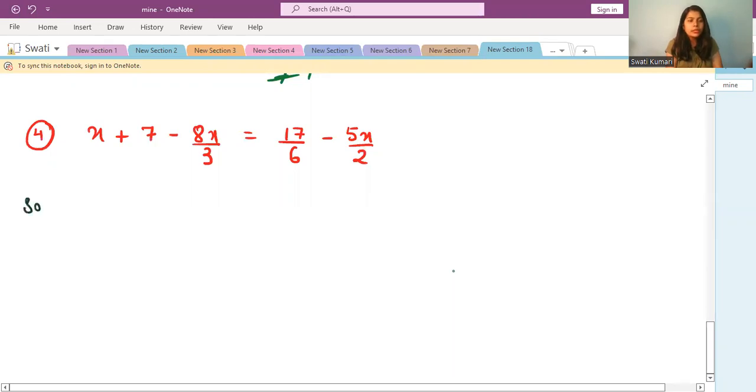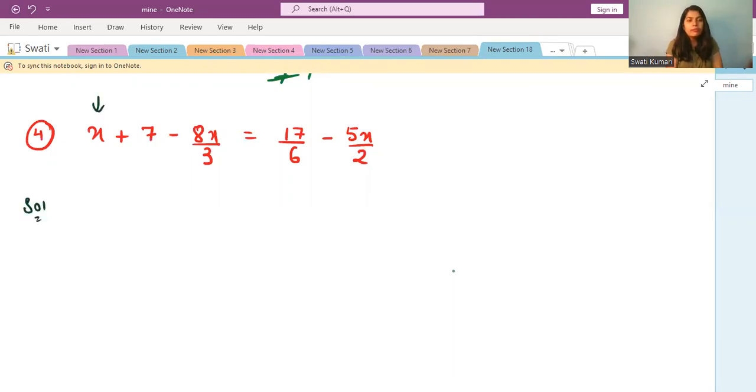So yes, now you can see here that we have x here, we have x here, and we have x here. So this x and this x are already present on the left hand side. So let us write down that together first. x minus 8x upon 3. Now we will shift this x also to the left hand side. So minus 5x upon 2. Minus will become plus. So this will become plus 5x upon 2 equals 17 upon 6 as it is. We are going to shift this number to the right hand side. Plus 7 will become minus 7.